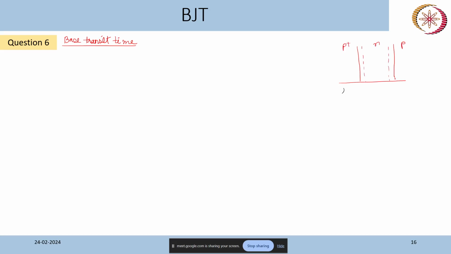This is the neutral base region. This is excess holes here, excess holes here. This is the effective base width. Okay, and let's consider the BJT in the forward active region.